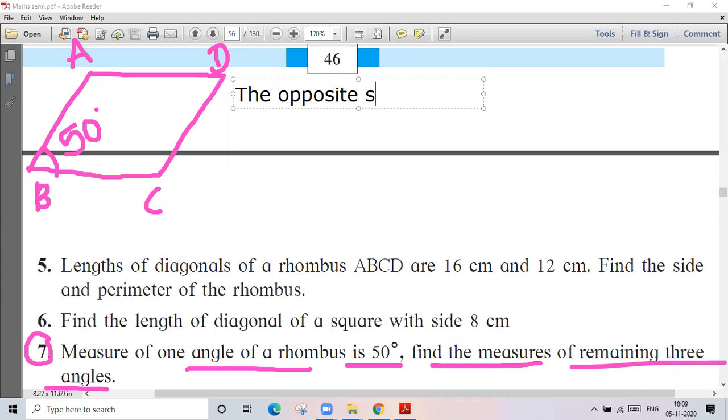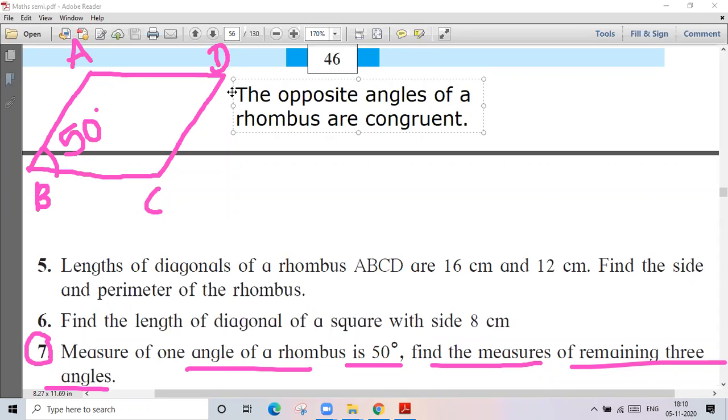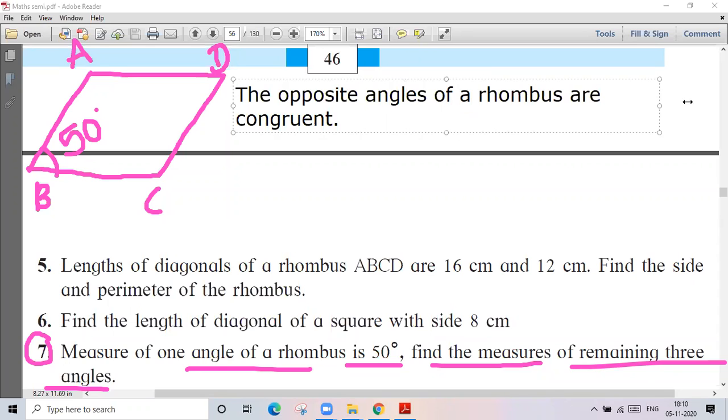Opposite angles of a rhombus are congruent. This is one property, and another property is what? Adjacent angles are what? Adjacent angles are supplementary.